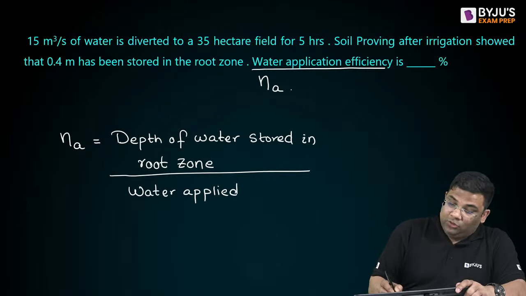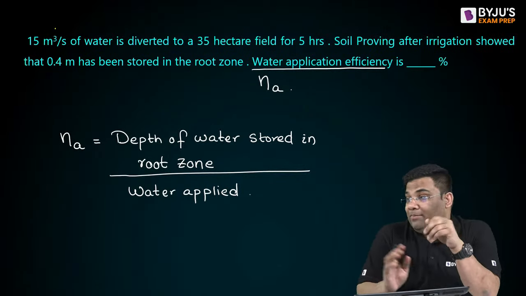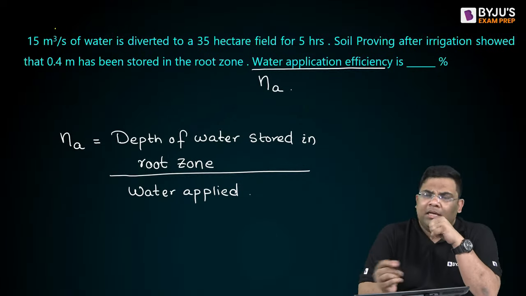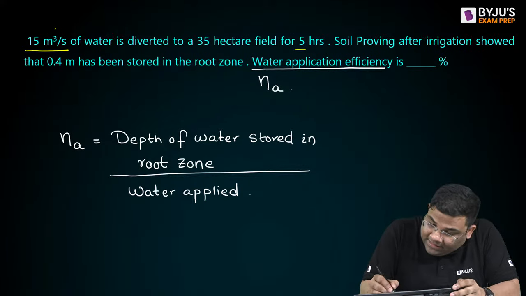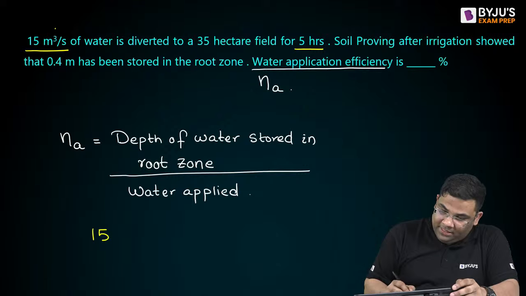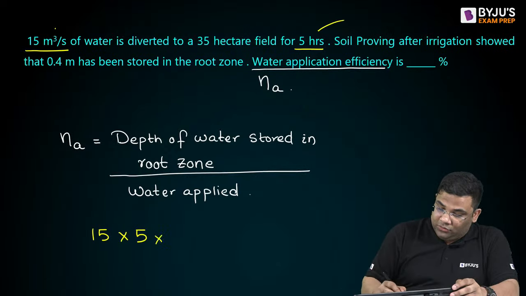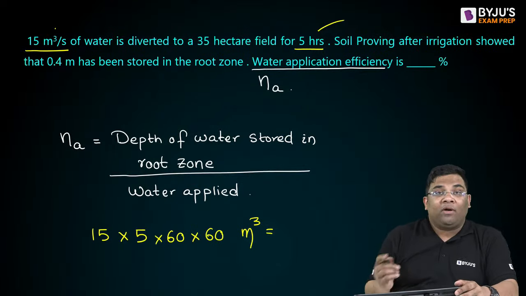Now you see in this question, 15 meter cube per second of water is diverted to a 35 hectare field for 5 hours. Right? So can I find out the water applied? Yes, I can. This much discharge is done for 5 hours, so what is the volume? The volume will be 15 into 5. But this is in hours, so convert into seconds: 60 minutes, 60 seconds. So this much volume of water is applied.